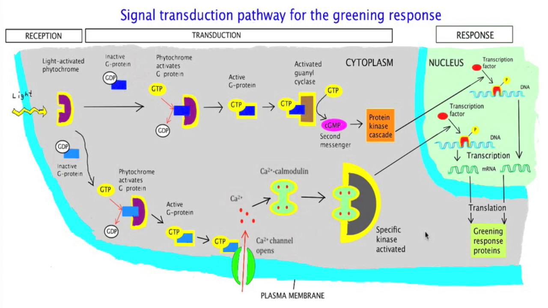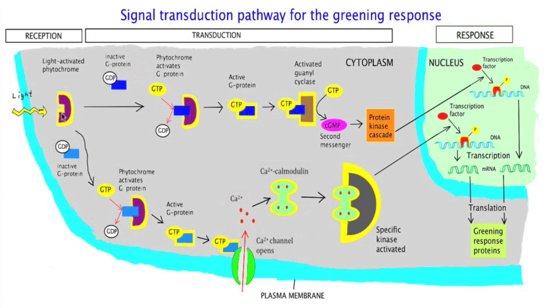And again, for the test, the best thing is just to memorize this picture and then describe in words what's happening. So let's go through that pathway again. What was the first step of this pathway? Okay, so the light hits the phytochrome. Good. I think you understand the upper pathway, so let's go through the lower pathway again.